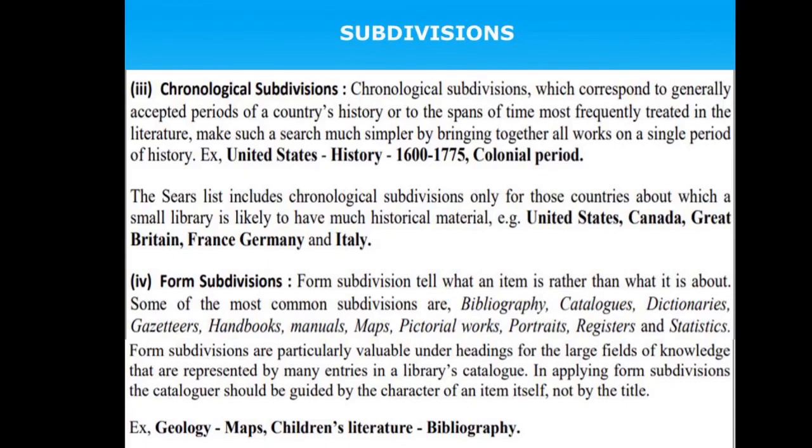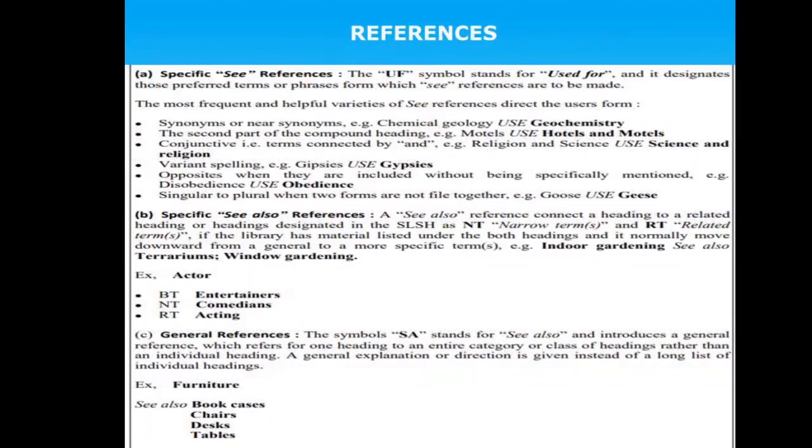Okay, so in applying these form subdivisions, the cataloger should be guided by the character of the item itself, not by the title. So the cataloger is guided by the form of the document, not by the title. So here the maps, okay, here the bibliography is about children's literature, like that. So form is guiding the cataloger. So these are the different kinds of references.